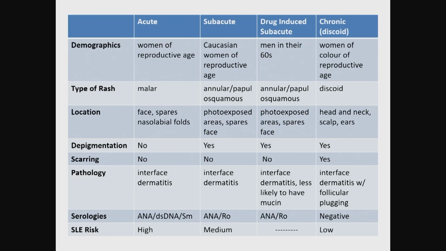But there are differences as well in terms of their appearance, the butterfly rash versus annular versus a discoid appearance. They are different in terms of their distribution, head and neck, with particular predilection for affecting the scalp or the ears, like chronic, or subacute, sparing the face, or the butterfly distribution, the malar distribution. They are unique in terms of how they heal. Acute, no depigmentation, no scarring. Subacute, depigmentation, no scarring. Chronic, scarring and depigmentation.